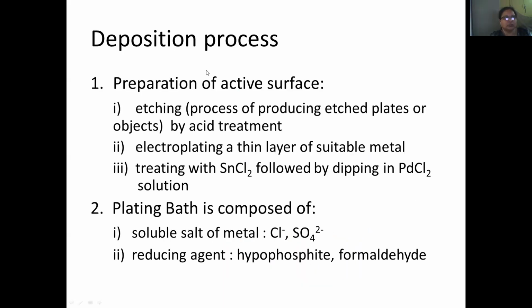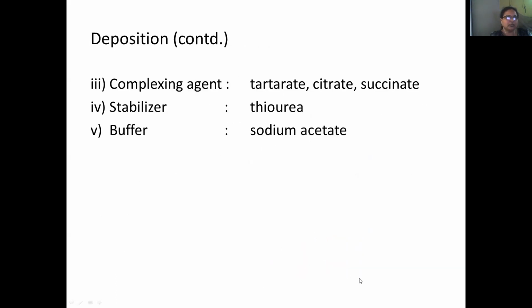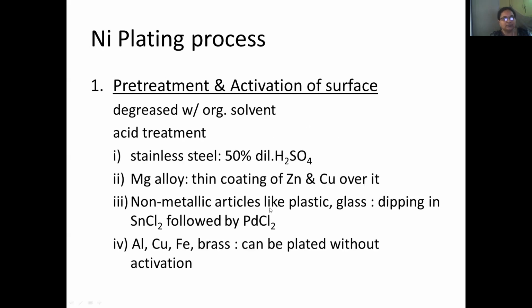So for this deposition process, we need preparation of the active surface. Then the etching process of producing etched plates or objects by acid treatment, then electroplating a thin layer of suitable metal, then treating with tin chloride followed by dipping in palladium chloride solution. Then the plating bath is composed of chlorides and sulfates. Reducing agents like hypophosphite and formaldehyde are used. Then complexing agents, that is tartrates, citrates, succinates are used. Stabilizers, thiourea, and buffer, sodium acetate.